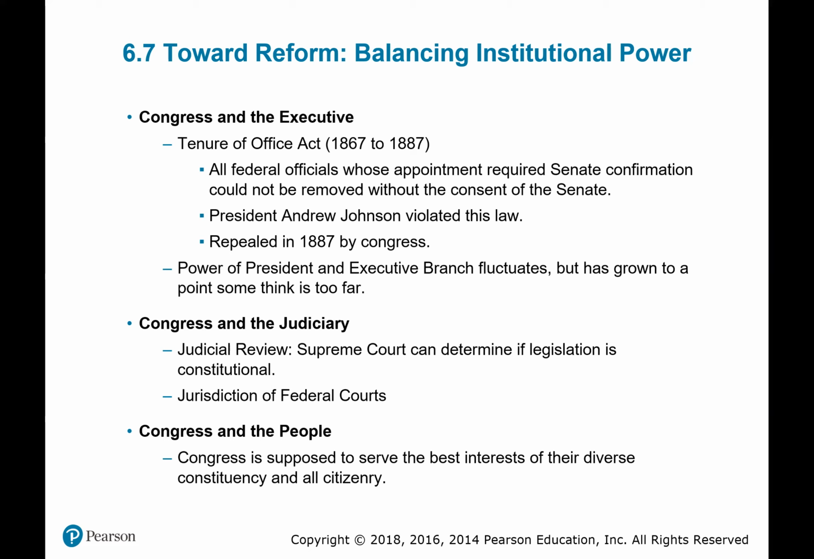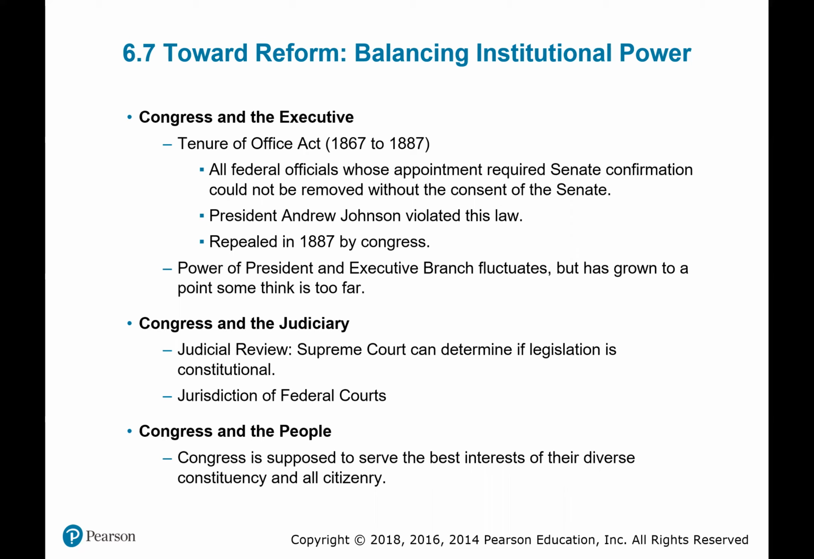So this law made it so that any federal official whose appointment required Senate confirmation could not be removed without the consent of the Senate. So you could have these people in these department positions for very long times unless the Senate votes to get rid of them. This was repealed in 1887 by Congress. Obviously, it proved problematic if a president comes in and can't choose their executive branch members, and it probably gave a bit too much power to secretaries of different departments who were there for long periods of time. Generally, the power of the president and executive branch has fluctuated, but it has grown, especially since the 1930s. Some people think it's grown too far.